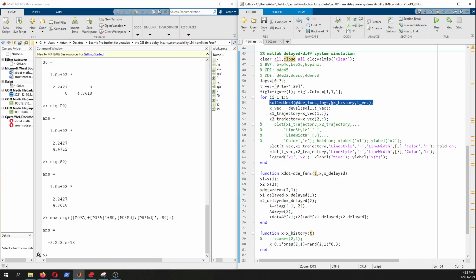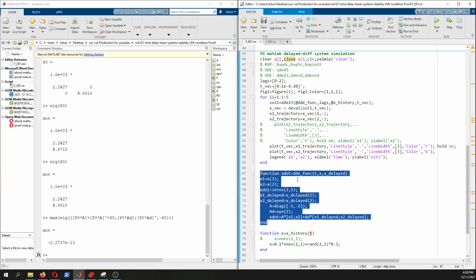Okay, it says solution 1. So 1 2 3 4, it takes 4 arguments, right? So the first argument is: give me your differential equation, or rather DDE equation, delayed differential equation. I define that here.